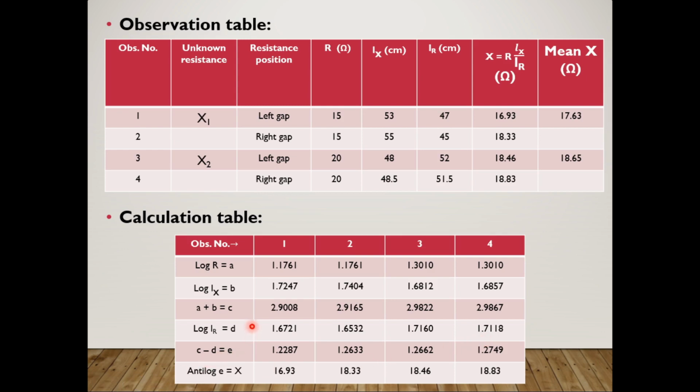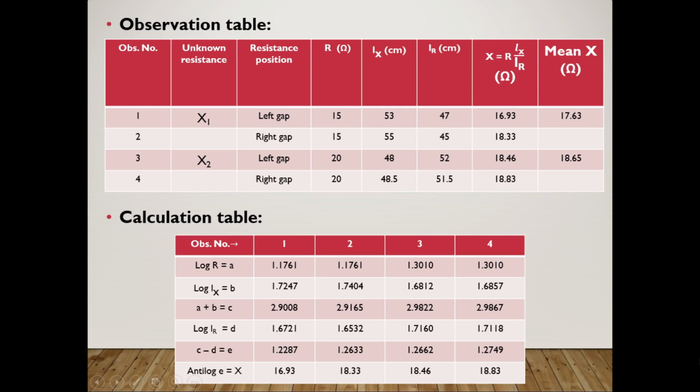You have to subtract D from C. So for the first observation we get 1.2287. Similarly for the second observation we get 1.2633. For the third observation 1.2662, and for the fourth observation we get 1.2749. The last row is antilog E equal to X, that is the unknown resistance.